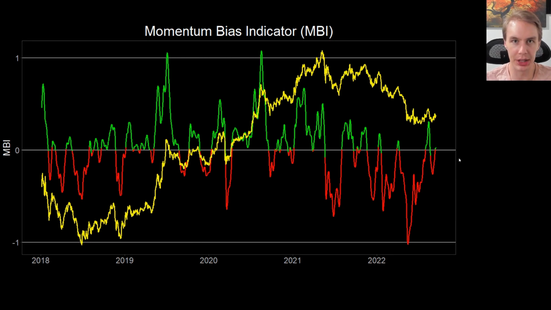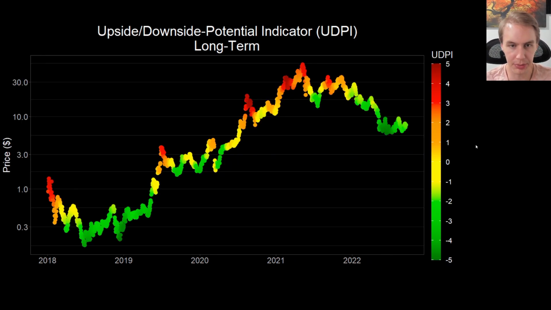So the MBI is an indicator we have here at the channel. I'll be giving updates as this develops, but I wanted to call this out first. I think this is a really interesting data point, and it might be a sign of a change in the tide, potentially. Now, another indicator we can look at that can give us some other useful information is the upside downside potential indicator, or UDPI. So this is our risk indicator.